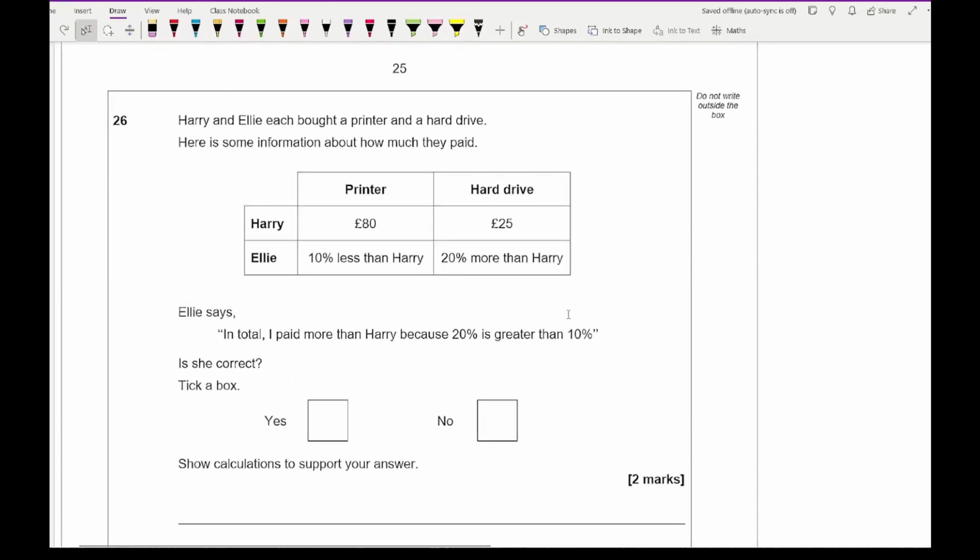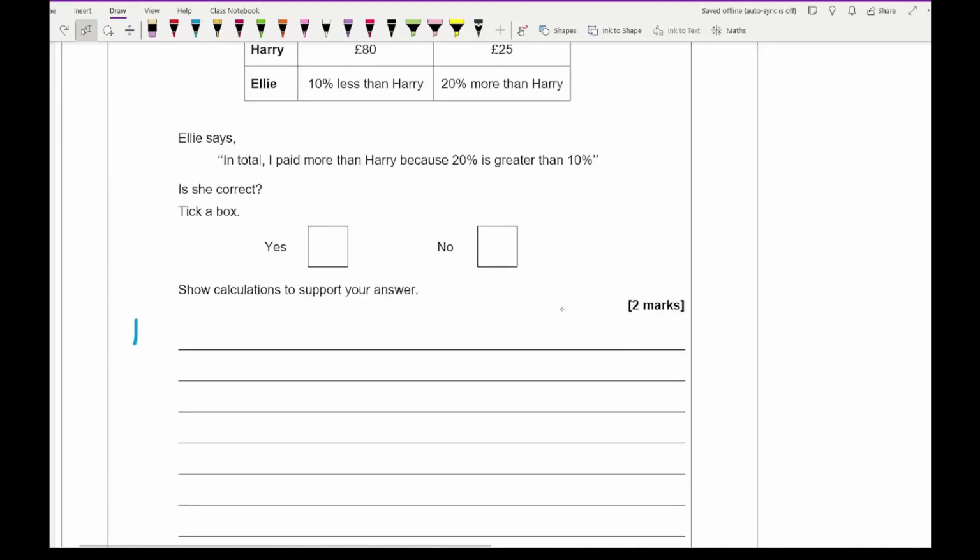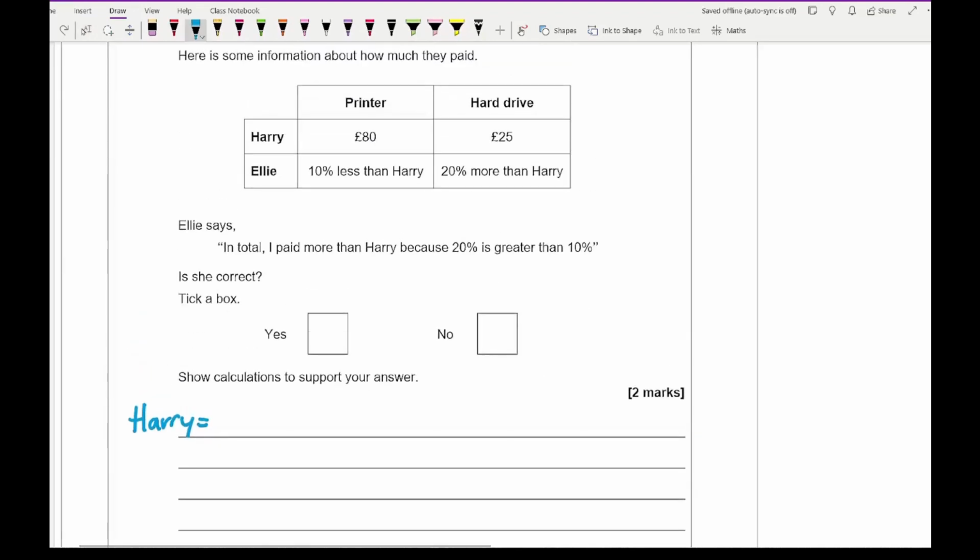Then moving on to question 26, it says Harry and Ellie each bought a printer and a hard drive. Here is some of the information about how much they paid. Ellie says that in total, I paid more than Harry because 20% is greater than 10%. Is she correct? Tick a box. Show the calculations to support your answer. So in terms of Harry, let's first of all work out how much he spent. Well, the printer was £80 and the hard drive was £25. That comes up to a total of £105.